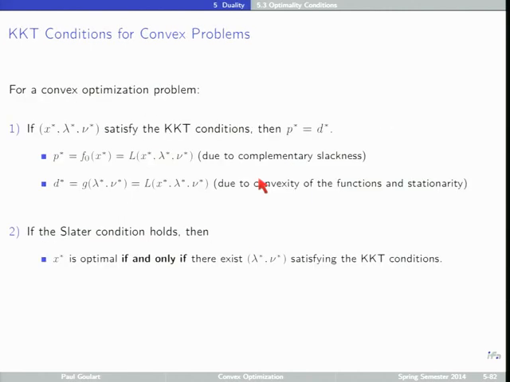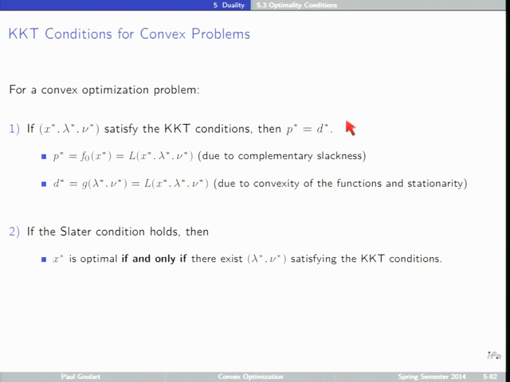Okay, so now for a convex problem, these are really nice. If I suppose that I have strong duality, then if I can find any combination of primal and dual variables that satisfy these conditions, then P star is equal to D star.